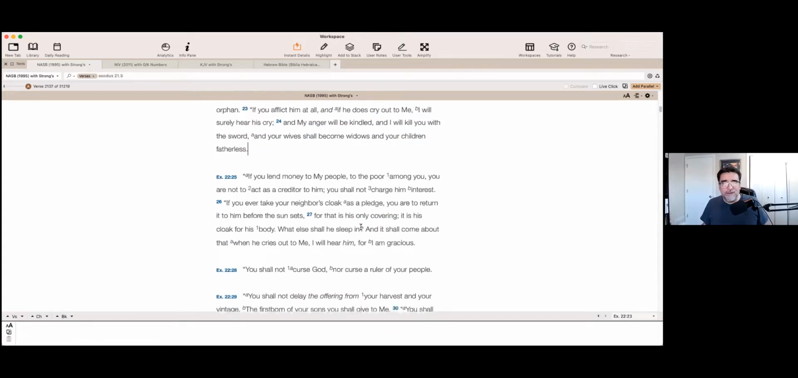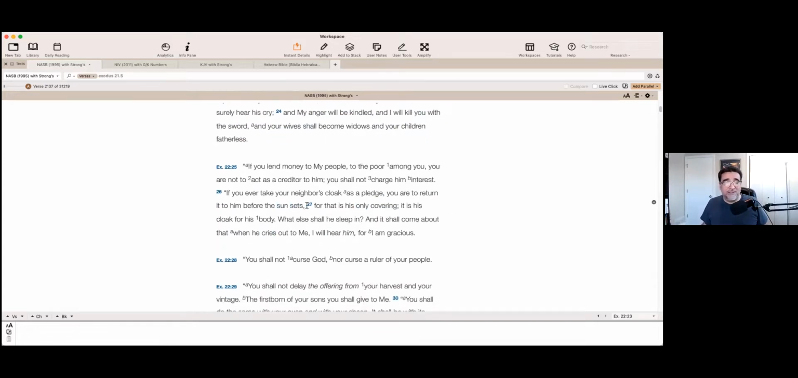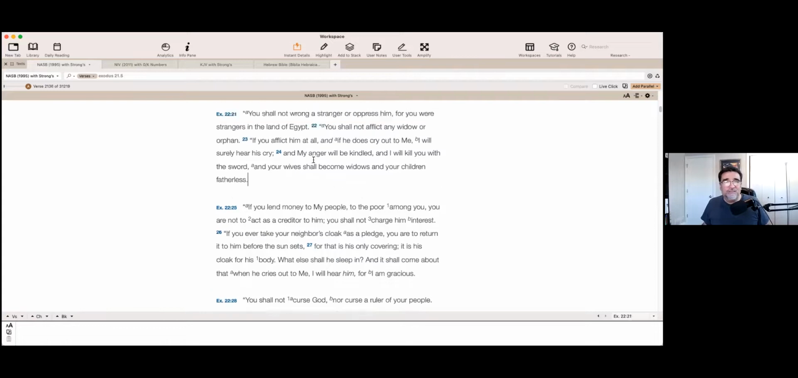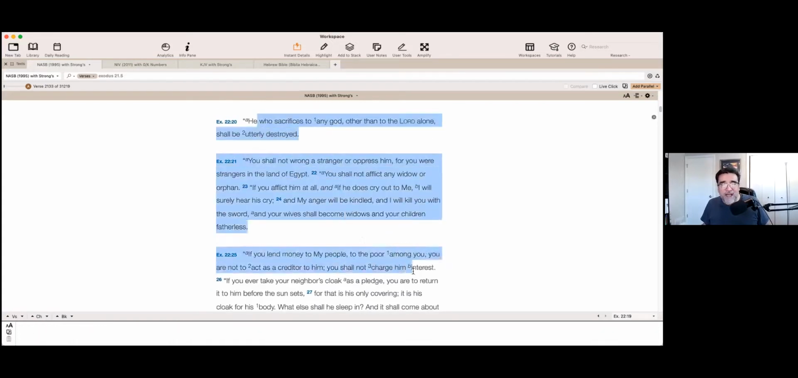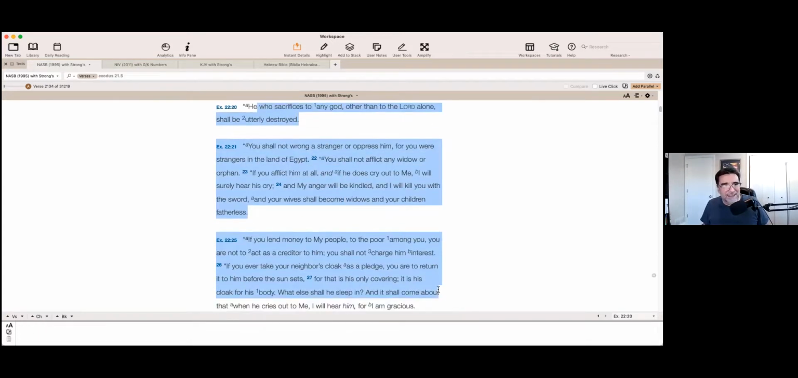If you lend money to my people, to the poor among you, you are not to act as a creditor to him. It's oppression, right? You shall not charge him interest. If you ever take your neighbor's cloak as a pledge, you are to return it to him before the sun sets, for that is his only covering. It is his cloak for his body. What else shall he sleep in? And it shall come about that when he cries out to me, I will hear him, for I am gracious. I love that. See, all these passages imply ultimately you have to answer to me, to Yahweh.